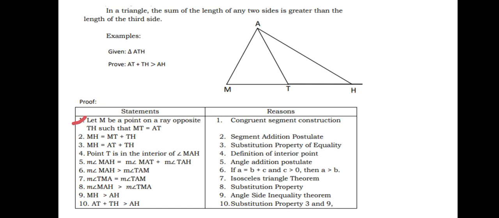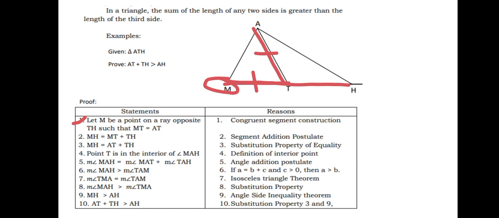First statement: let M be a point on a ray opposite TH such that MT is equal to AT. So we constructed M here in a way that MT is congruent to AT. The reason there is congruent segment construction. For number 2, we have MH equals MT plus TH. So from M to H, that is equal to MT plus TH because of the segment addition postulate.